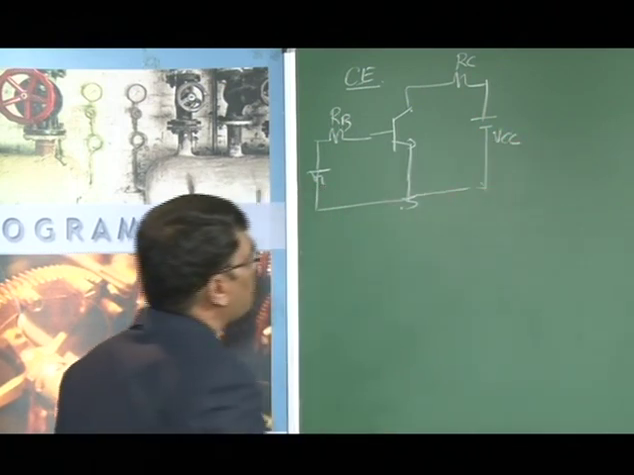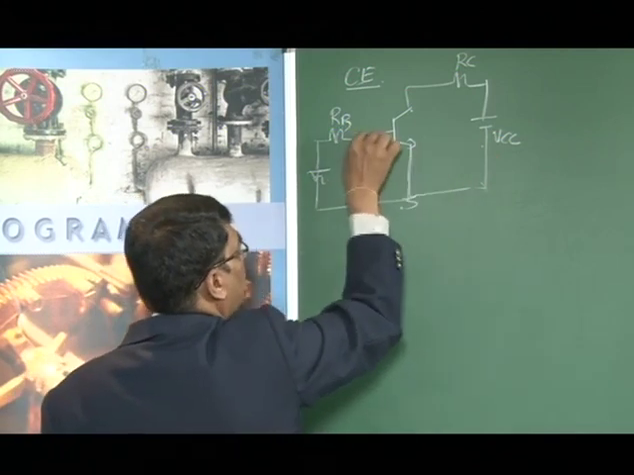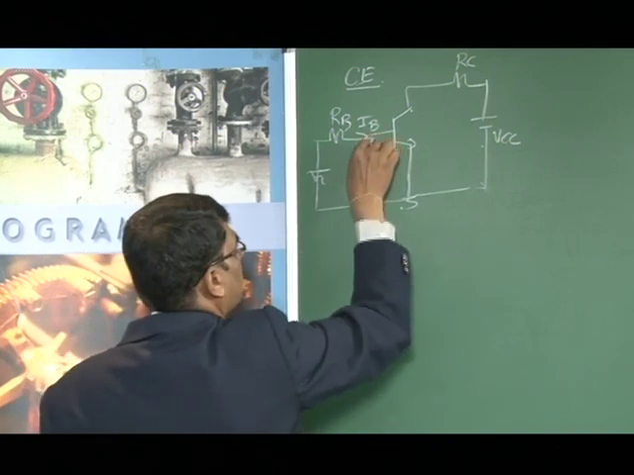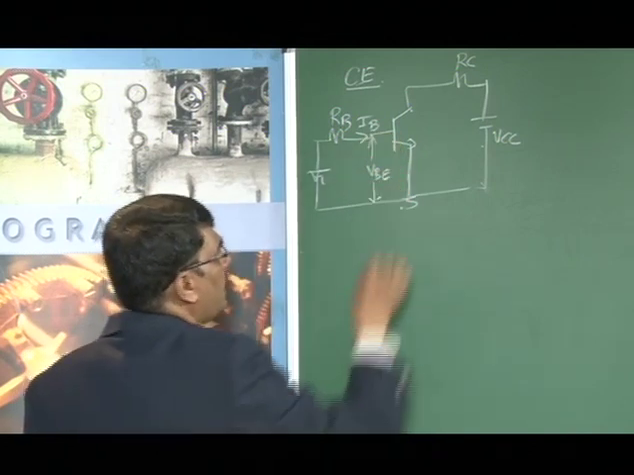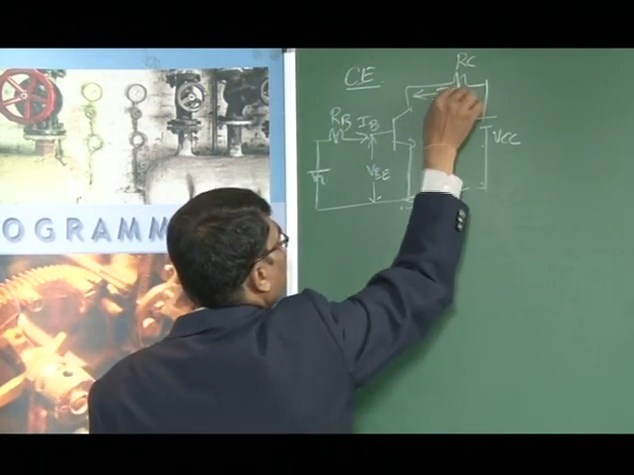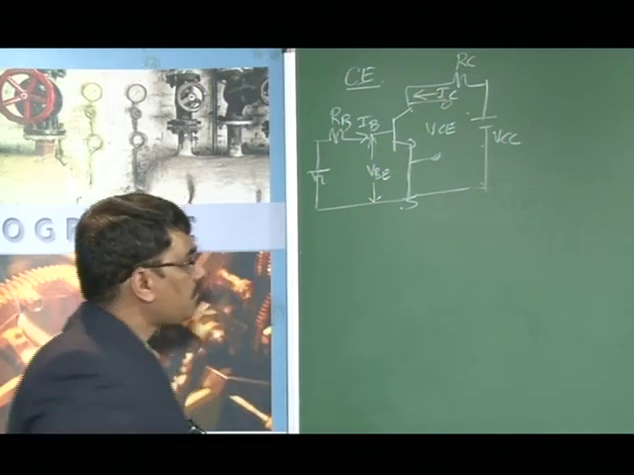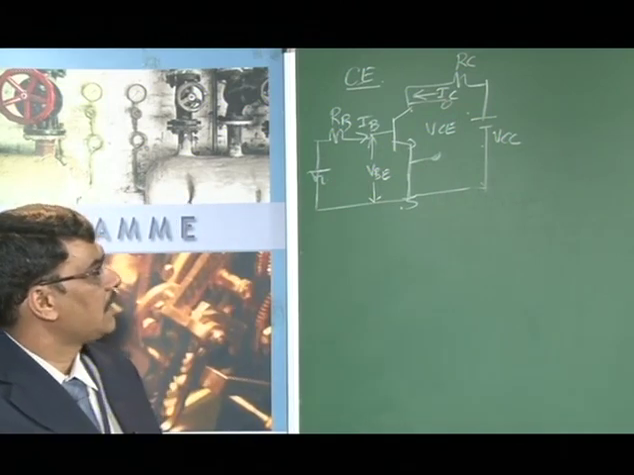When you are applying these voltages, this junction is forward biased and this junction is reverse biased. Due to this forward bias, the current flowing through that circuit is IB, and the voltage drop across this is denoted with VBE. Similarly, the current flowing through this circuit is IC, and the voltage drop across this junction is VC. Means we have 2 currents and 2 voltages at the input and output respectively.